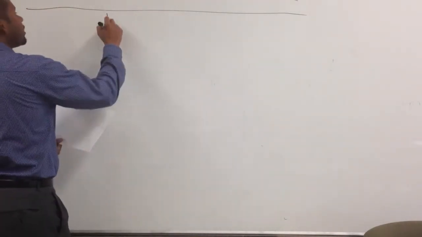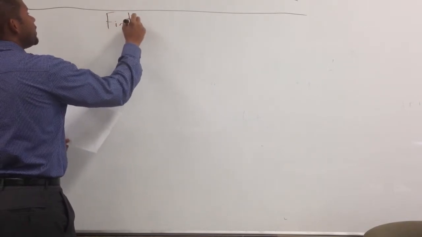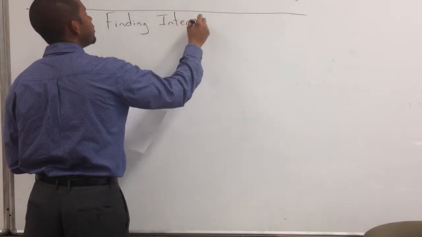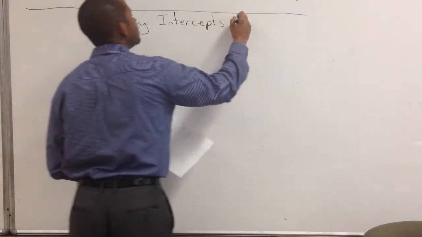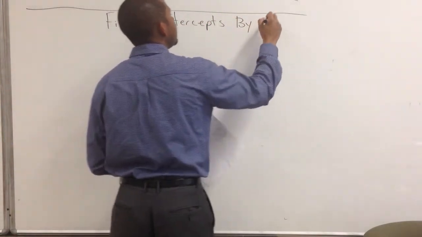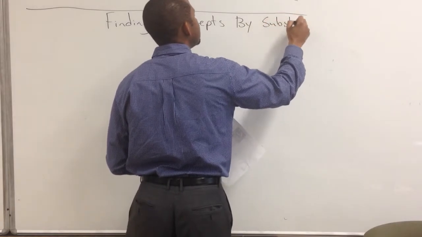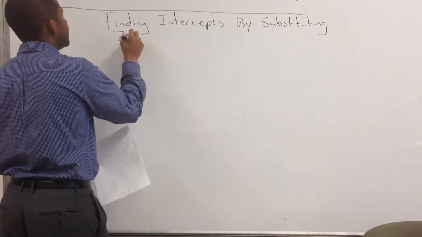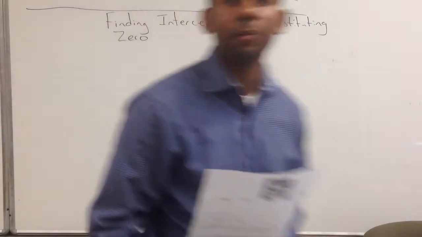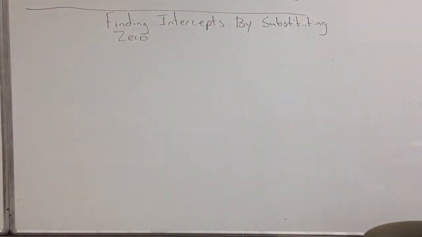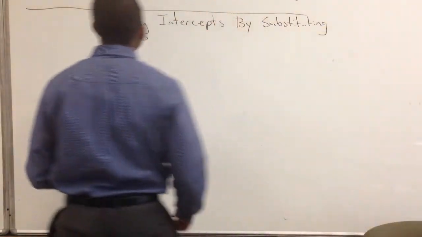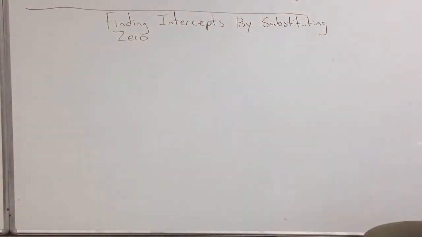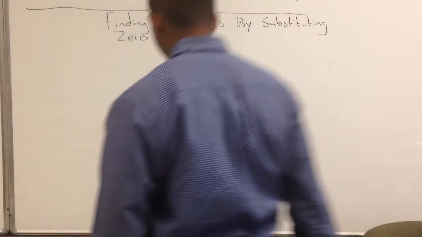Okay? We're talking about finding intercepts by substituting 0. Finding intercepts by substituting 0. Just want to make sure that we're all in the picture right there. Let me make sure again. Make sure we're looking good. All right, it's been a long time.